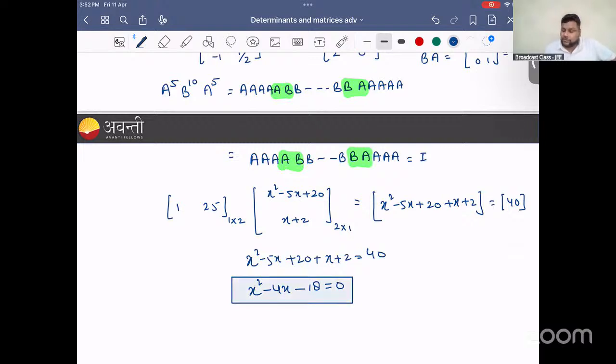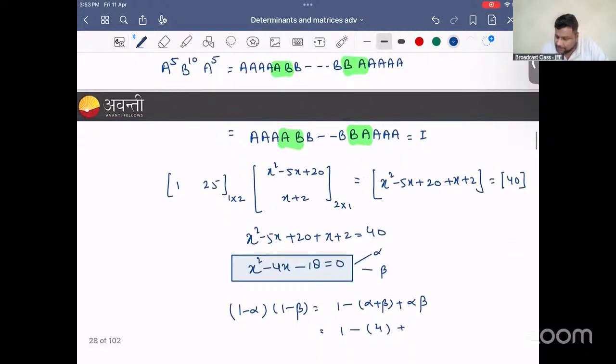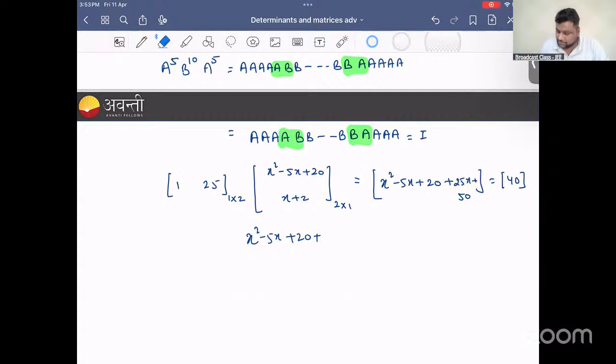Fine. Now, what they're asking you is, its roots are alpha and beta. So they're asking you 1 minus alpha, 1 minus beta. So it is 1 minus alpha plus beta plus alpha beta. So 1 minus alpha plus beta is 4. And in just a moment, did I make some mistake? Okay, this is basically 25x plus 50. I did not see that. So this entirely goes wrong. So plus 20 plus 25x plus 50.